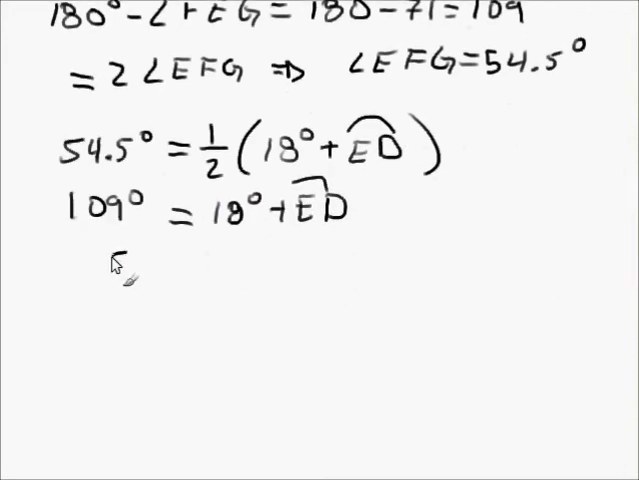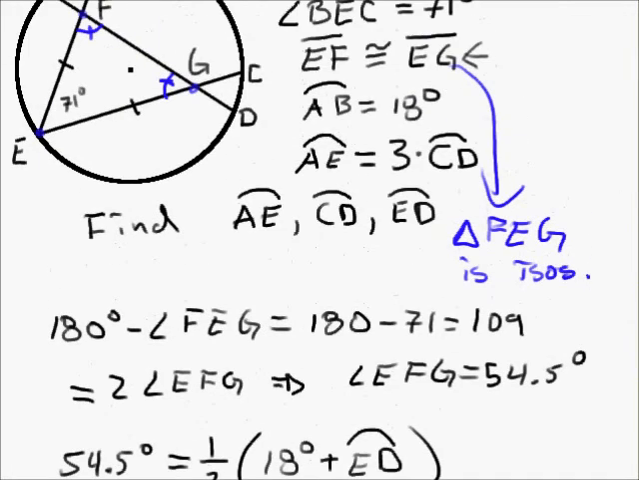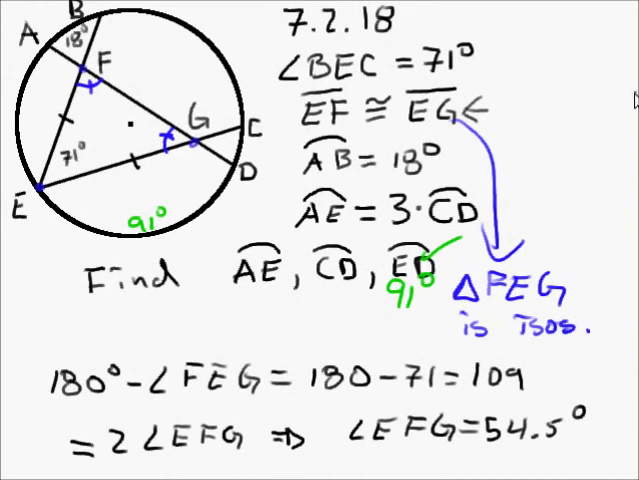Subtraction. 91 degrees is equal to ED. Excellent. We got one of them down. May as well mark it. It may come in handy. And we also know that these angles here, we found they were 54.5 degrees. Okay. Next, we need AE and we need CD.